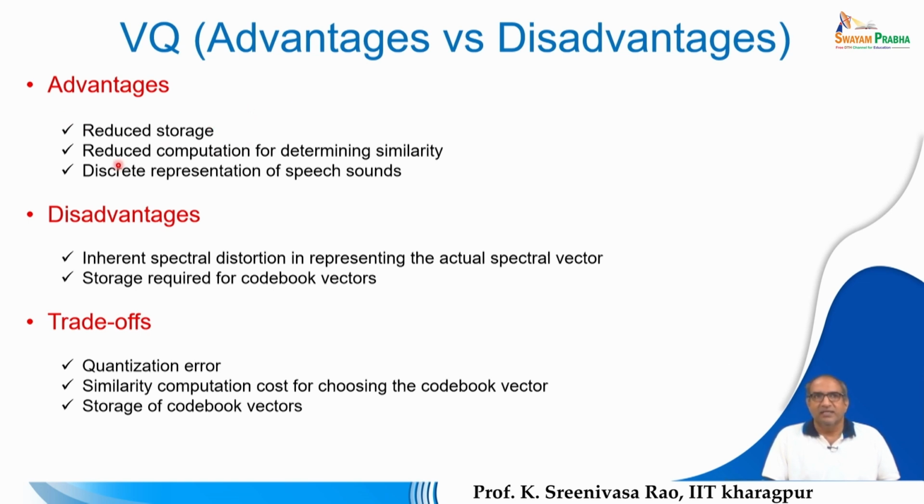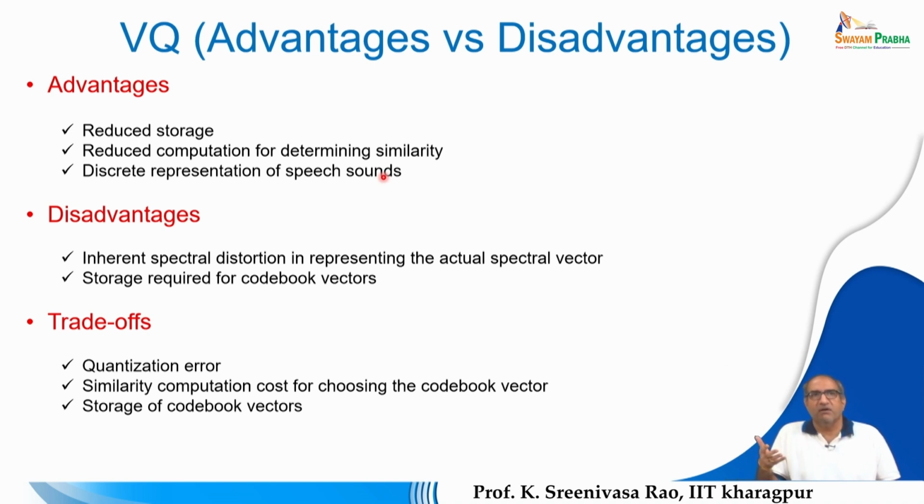The other advantage is reduced computation when determining the similarity. Here we are representing the entire set of spectral vectors using 1000 entries. Suppose we want to perform some speech-related task. All the spectral vectors are represented by a codebook of 1000 entries, and for a given task we need to compare only with these 1000 entries. The computation cost will be reduced. Whereas earlier, we had a lot of spectral vectors, and to find a similarity match we needed to check against all the possible vectors, which are huge in number. So the computational cost is very high.